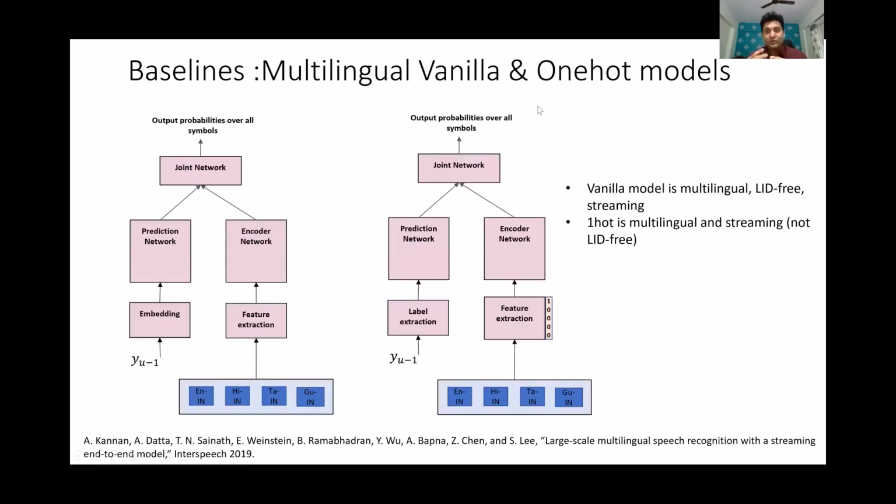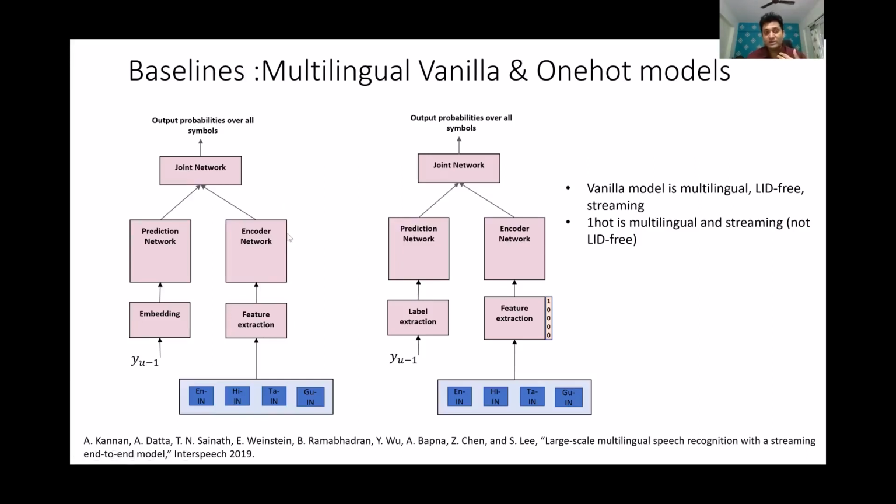We have two multilingual baselines. One is a multilingual vanilla and a Onehot model. The vanilla model is a simple union of all the languages. The data from multiple languages are combined together, and similarly the output symbols are the union of symbols over all the languages. And the resulting network is trained as we train the monolingual models.